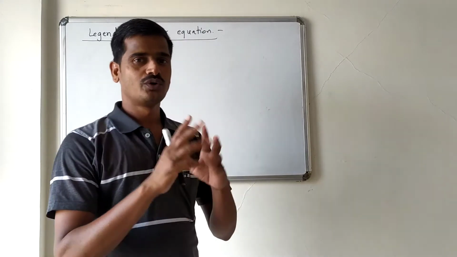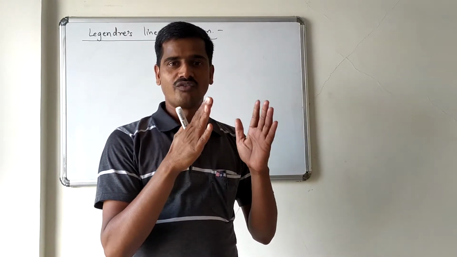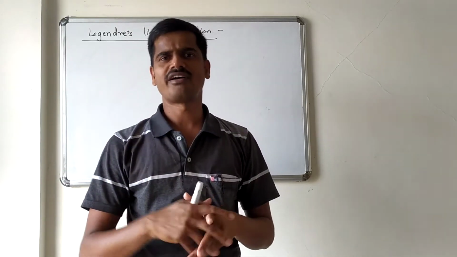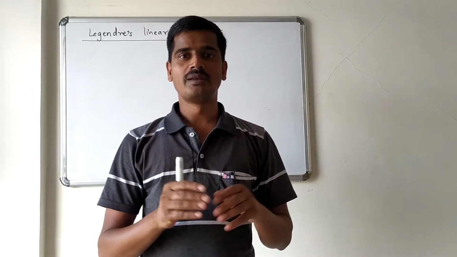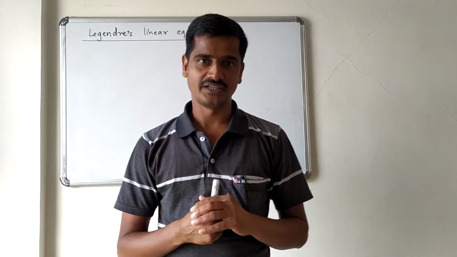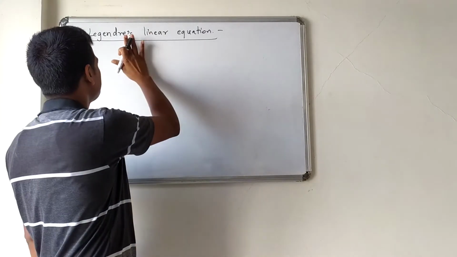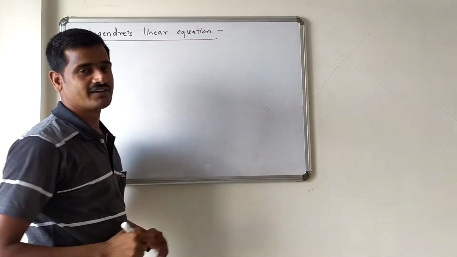So it is in the form of variable coefficients and we transform it into constant coefficients, and finally we will find the complementary function and particular integral. So first of all, I state the definition of what is meant by Legendre's linear equation.